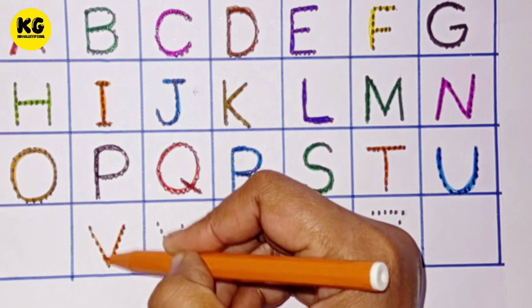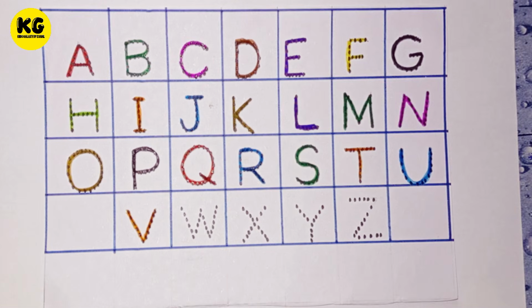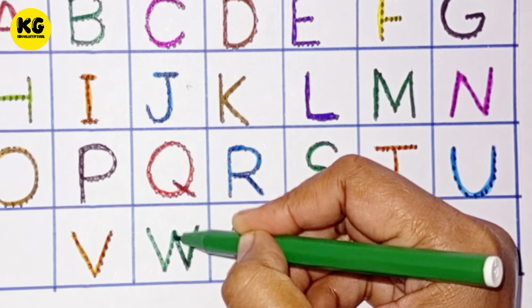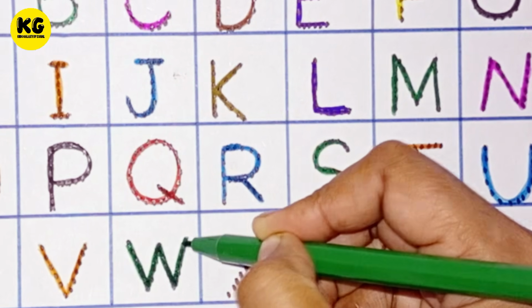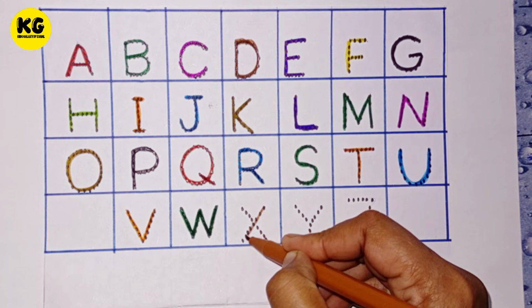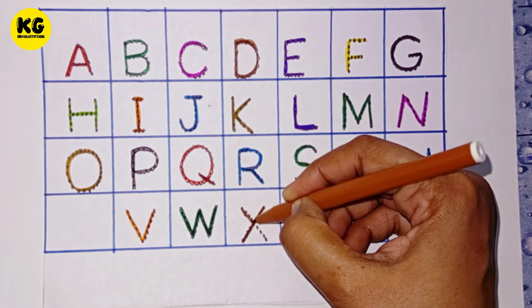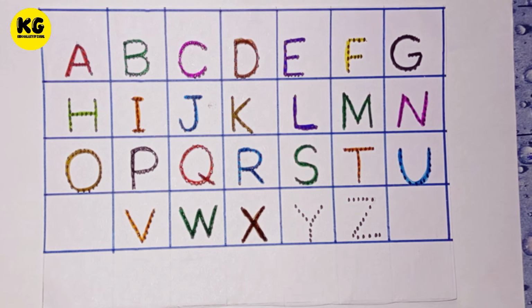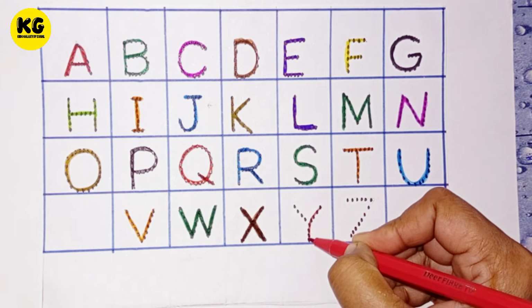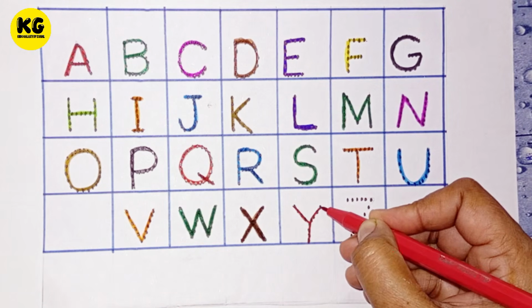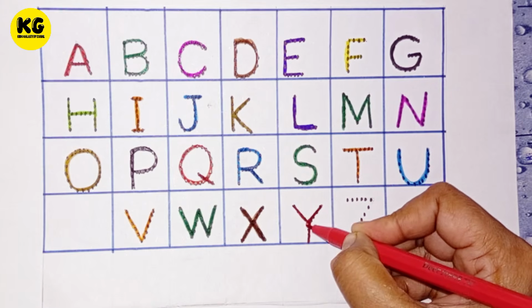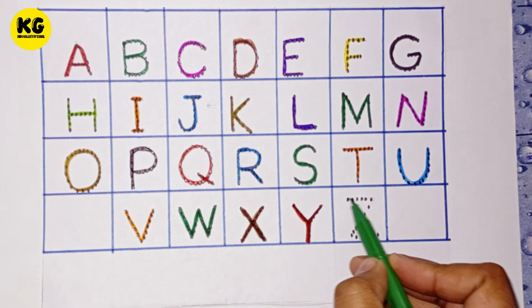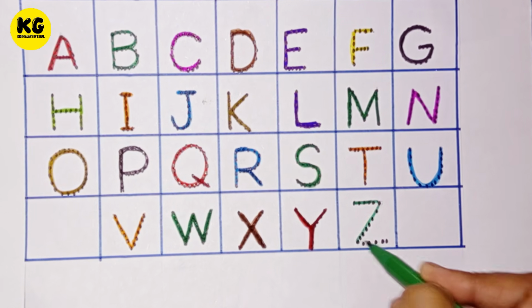V for van. W for window. X for X-ray. Y for yak. Z for zoo.